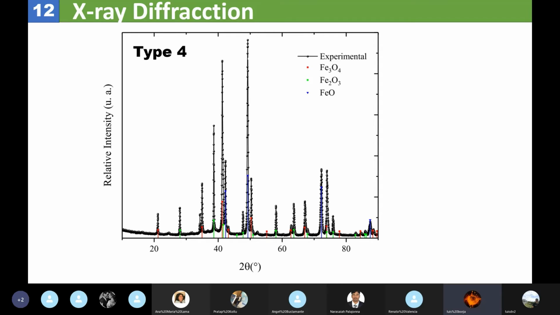The next one is the type 4 sample. We only detect the iron oxide phases: hematite, magnetite, and wustite. This is an interesting sample because it consists only of iron oxide compounds. Please, the next one.